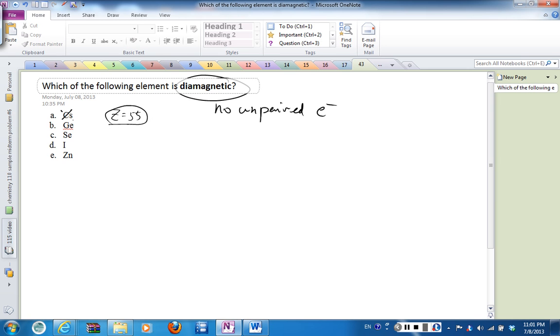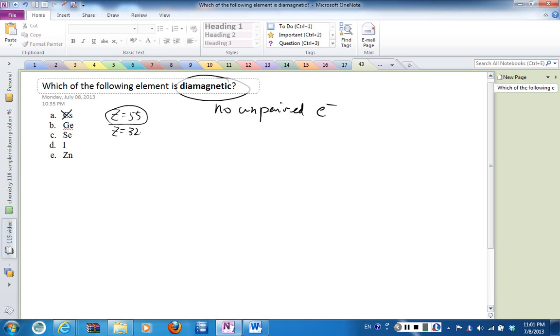So cesium, gone. Germanium, 32. Okay, that's a good even number. Does that mean all the electrons are going to pair up? When you have an odd number, it never would pair up. So all those elements that have an odd number of electrons are paramagnetic. But that doesn't mean all the elements that have even atomic numbers or an even number of electrons would be diamagnetic, because of their electron configuration.